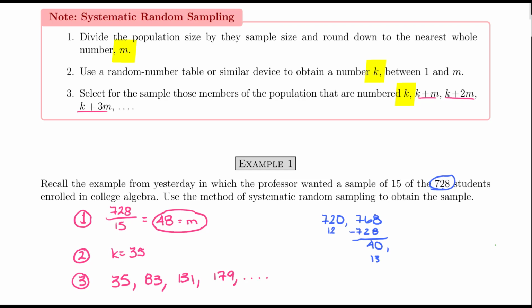Then we add 48 to that, and we get 88. So now we have the 14th person, and we would add 48 to that, and we get 136, and there's our 15th person. So we started out at 35, and just hypothetically, our 12th person might end up being 720. So then the way we get 13, 14, and 15 is by starting back over, simply subtracting the population size from the first number that is generated larger than our population.